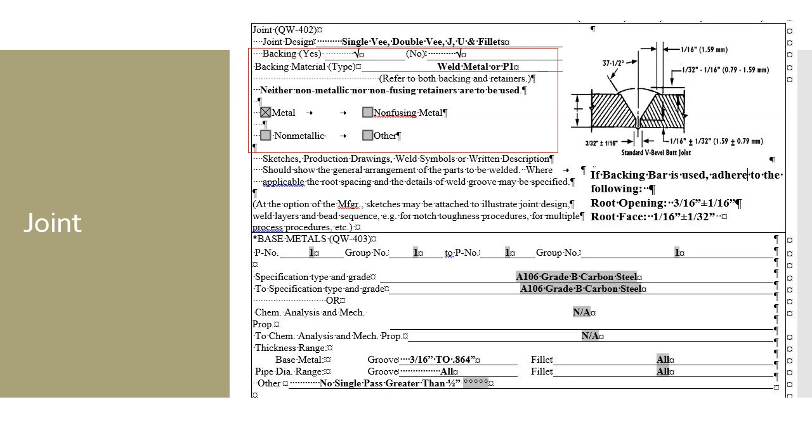But anyways, non-fusing retainers, you've got to address retainers. And here you can see they just checked metal. So for backing, they're not going to use ceramic backing or copper or whatever. They're just going to use weld metal or P1 as their backing.